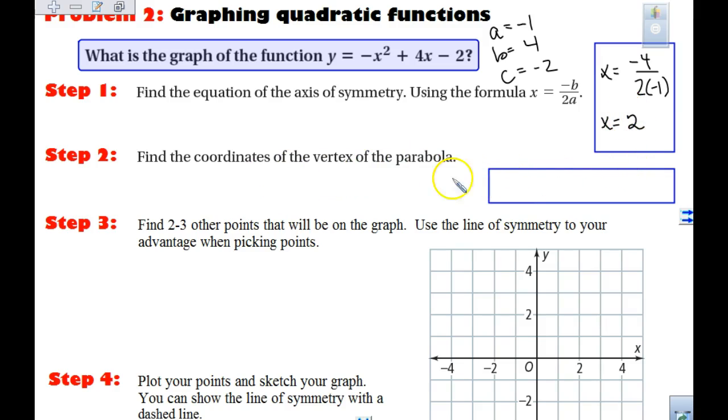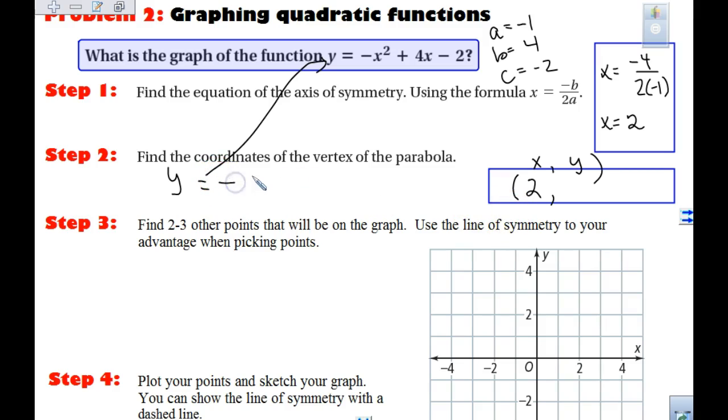I need to find the vertex, though. So the vertex is an ordered pair. It's always my x comma y. We have just found the x coordinate. To find the y coordinate, you're going to go back to the equation. And now you're going to place in the x value.